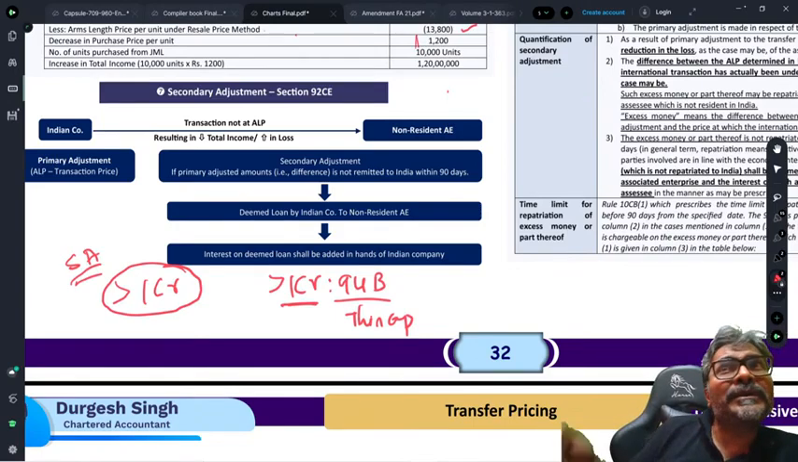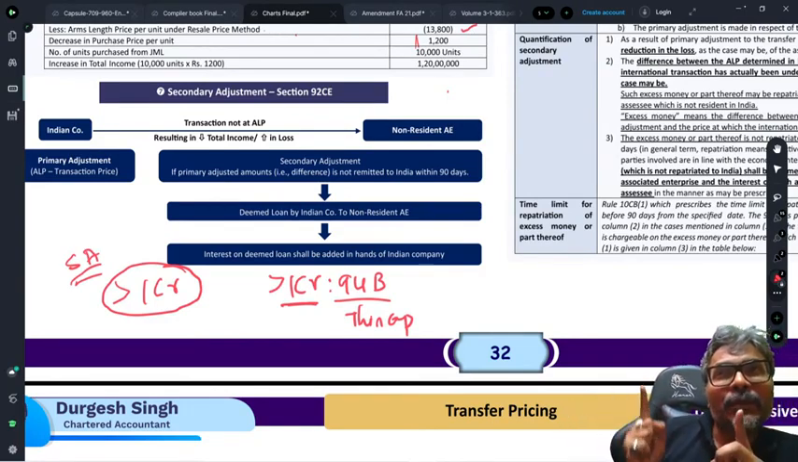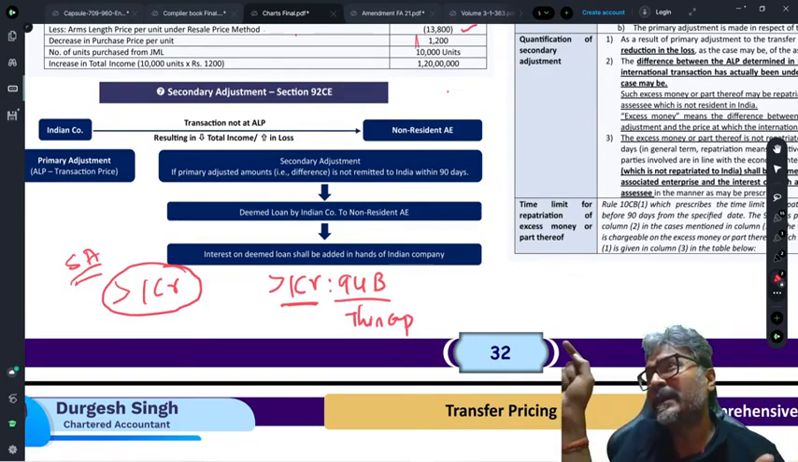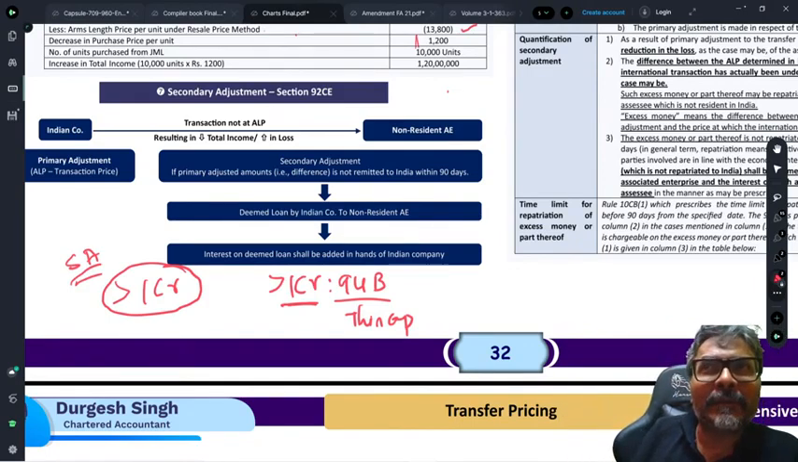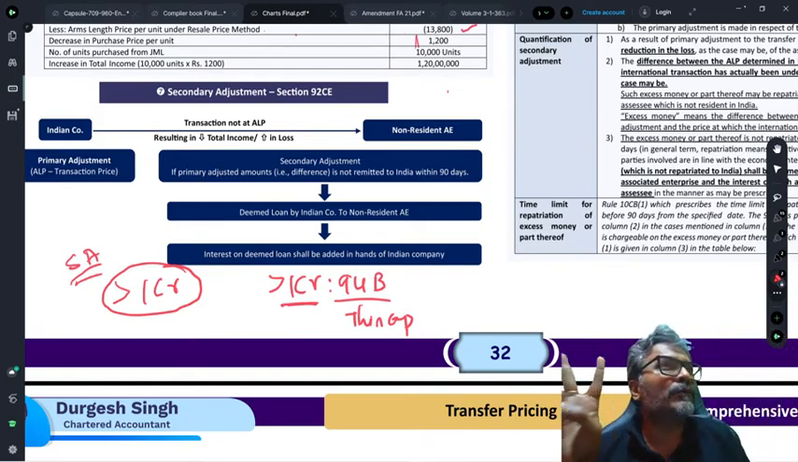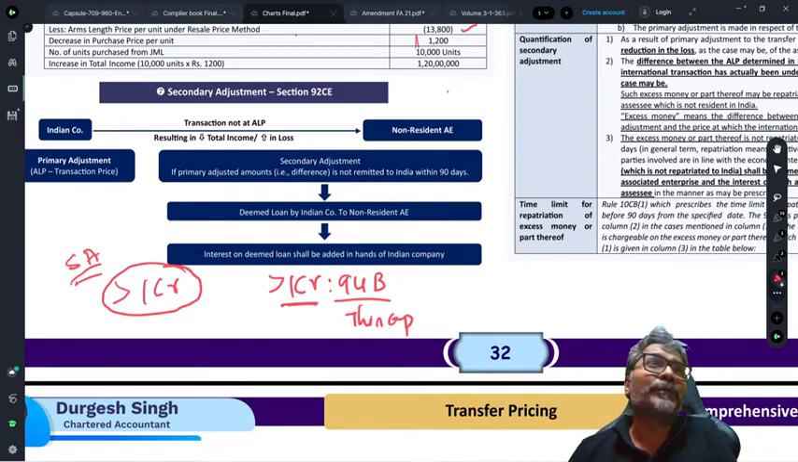The calculation of the notional interest is very critical. What is that? First of all, the rate of interest, and from which date the interest calculation shall be made. Two things, students, when we have to calculate the notional interest. Again I'm repeating, the notional interest will come into picture when the difference you have not realized within 90 days from the relevant date. In that case, the consequence will be secondary adjustment, meaning thereby the addition of notional interest in the total income. Now that notional interest is based on two factors. Number one, what is the rate of interest, and number two, from which date the interest will be computed. So the first one, let's try to figure it out. The first one would be the rate of interest.